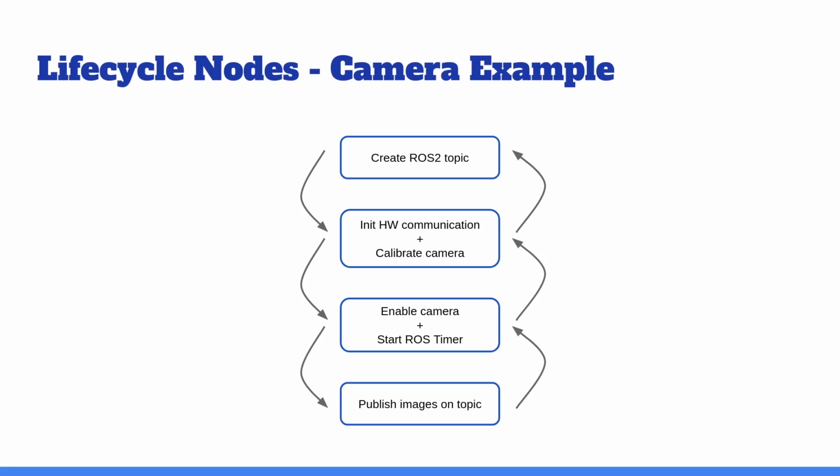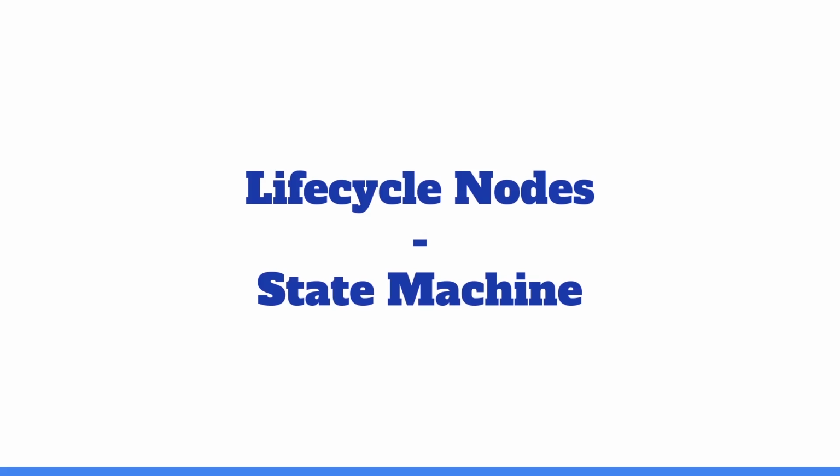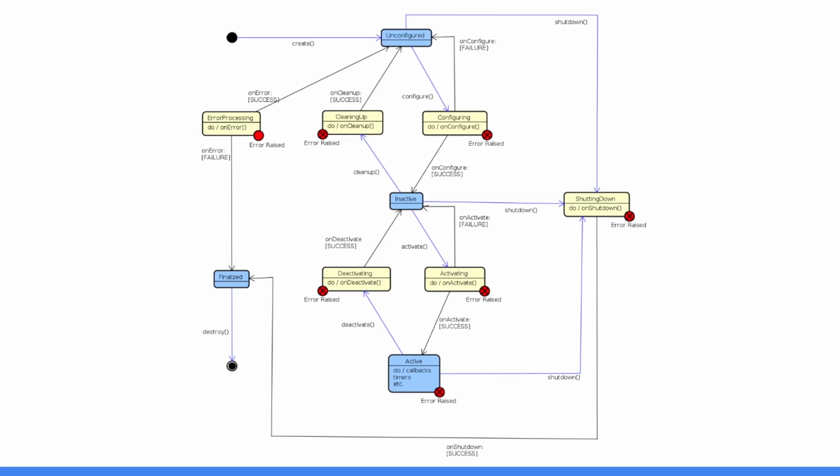They contain a state machine that will allow you to easily separate your code for different parts of initialization or activation. Then you can easily switch between those states. And let's now see what is a lifecycle node with its state machine. As I explain the state machine, I will continue with this camera example so you have a better understanding. So here is the official state machine that you can also find on the official documentation.